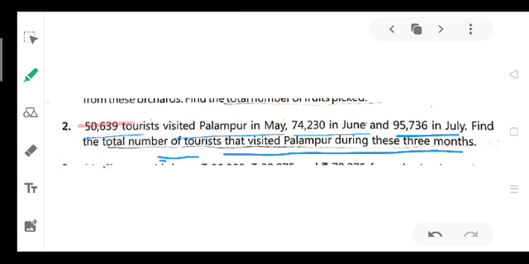That 50,369 tourists visited Palampur in May. This is our first statement. In second statement we will write same. Tourists visited in Palampur in June is equal to this. Then third statement, tourists visited in Palampur in July is equal to this.